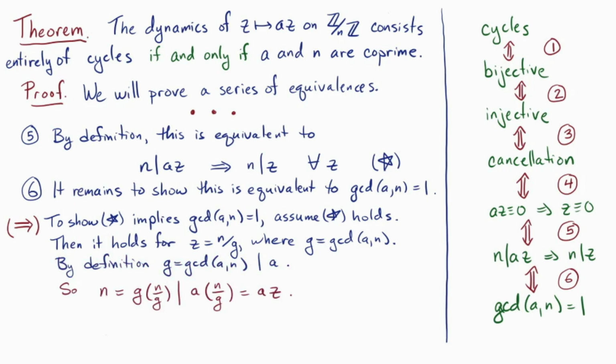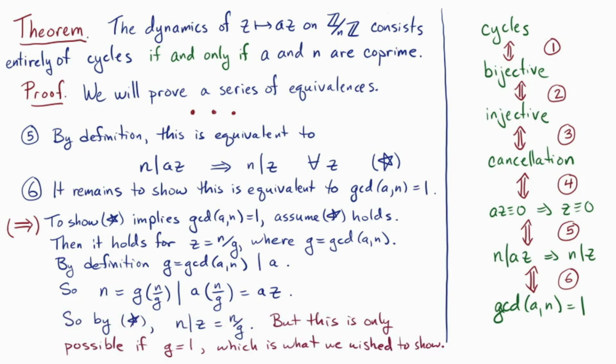Then N is G times N over G, and that has to divide A times N over G, simply because G divides A. But that latter thing is just A times Z. So we have that N divides A times Z. Now we have an example where we can apply star. By star, that means N has to divide Z itself. Now Z is N over G, so N is dividing N over G. But N over G is generally going to be smaller than N, right? Unless G equals 1. So this is only possible if G equals 1, which is what we wish to show. And we're done.